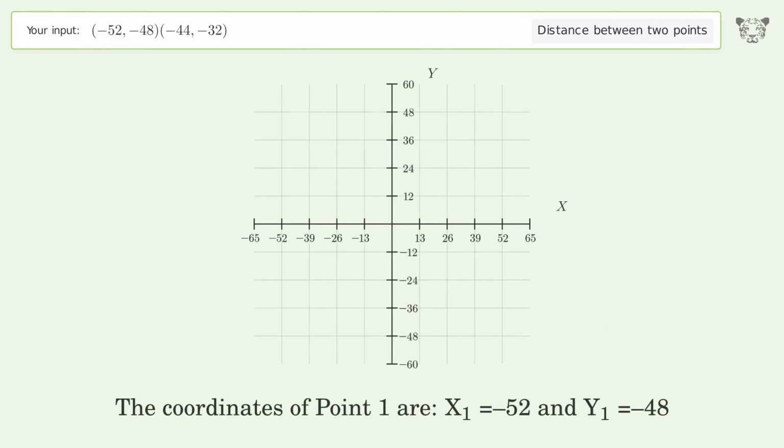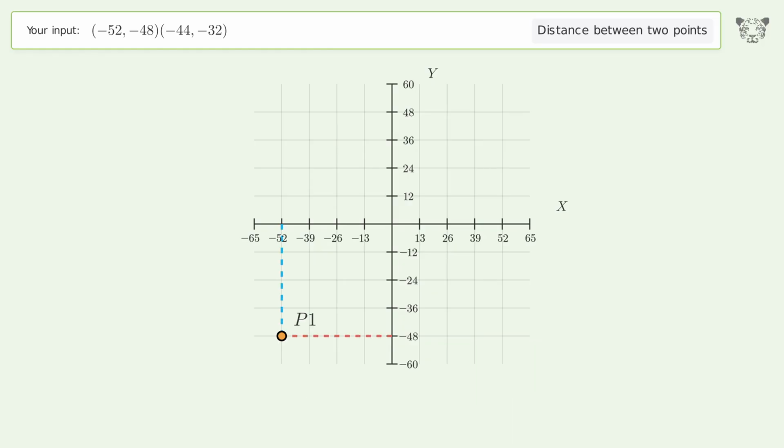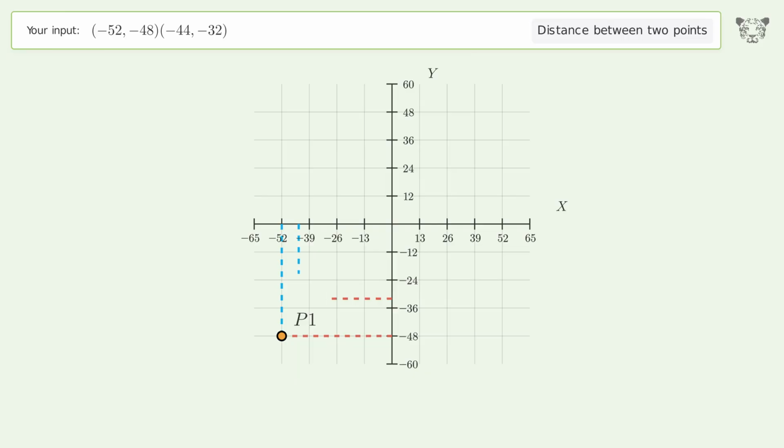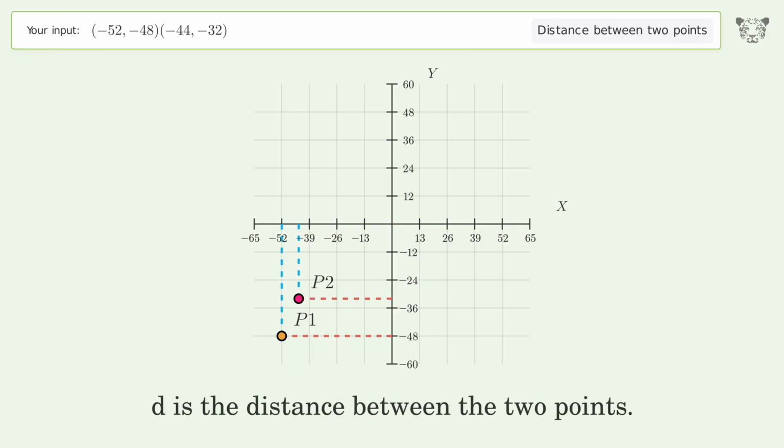The coordinates of point 1 are x1 equals -52 and y1 equals -48. The coordinates of point 2 are x2 equals -44 and y2 equals -32. D is the distance between the 2 points.